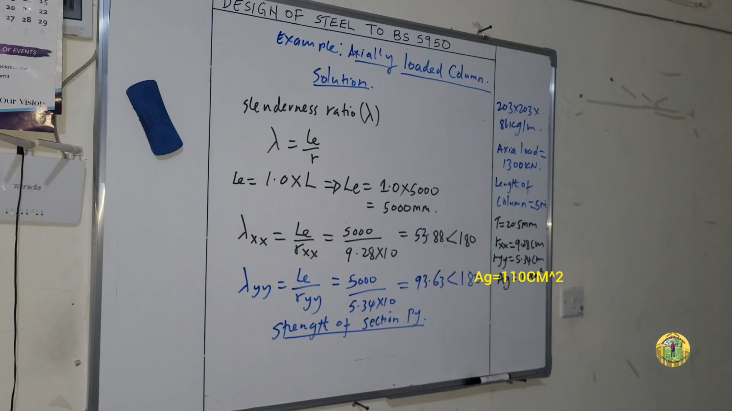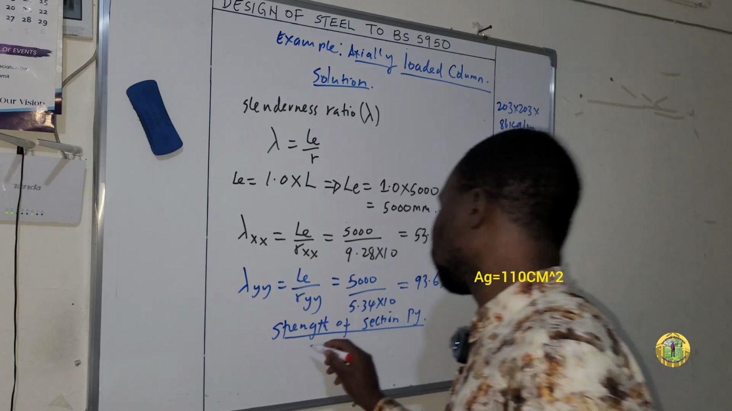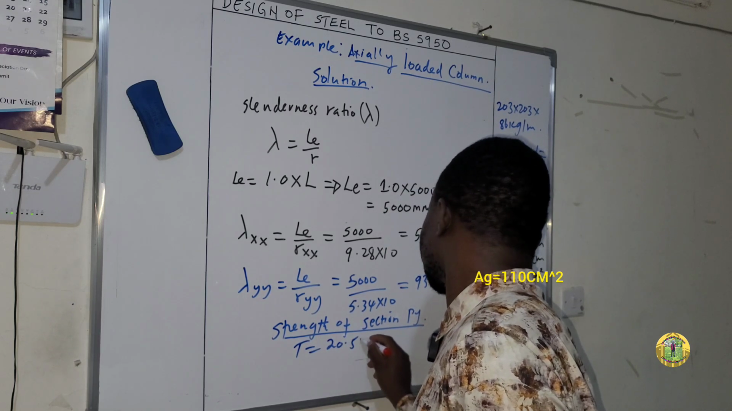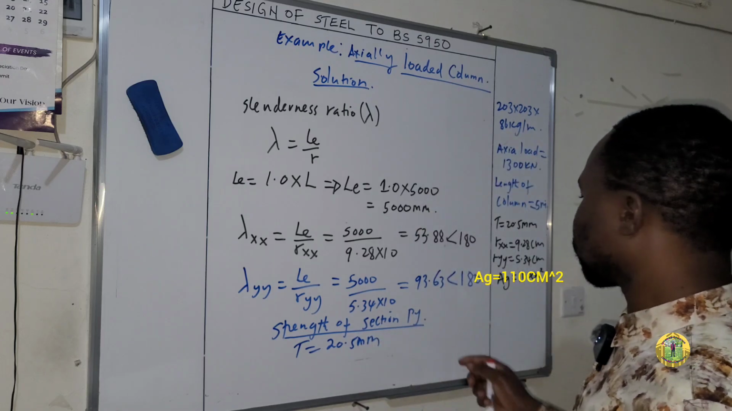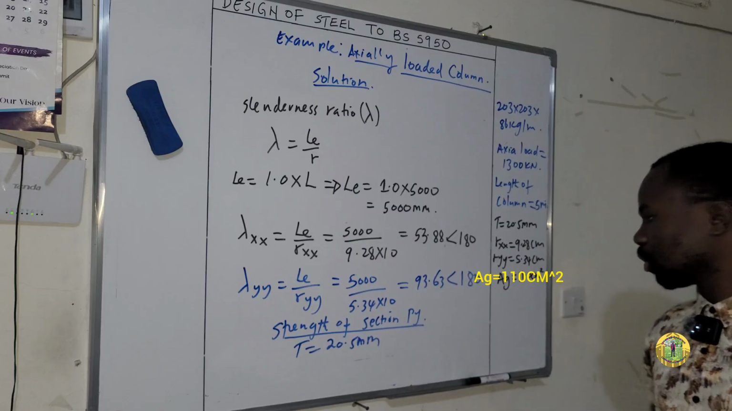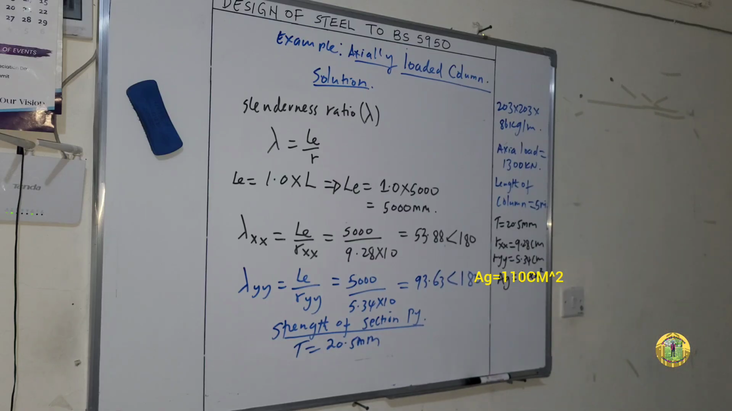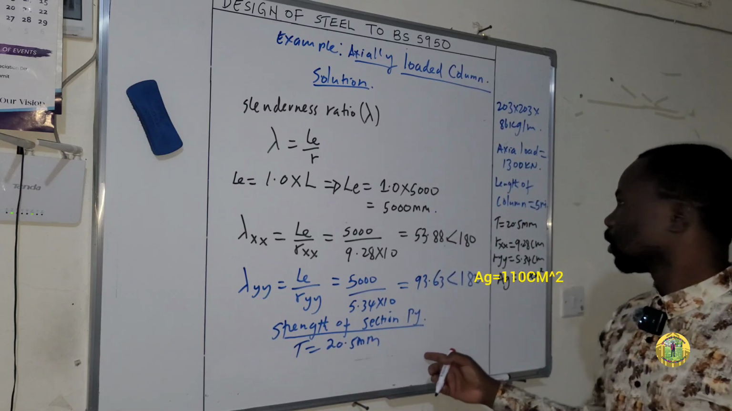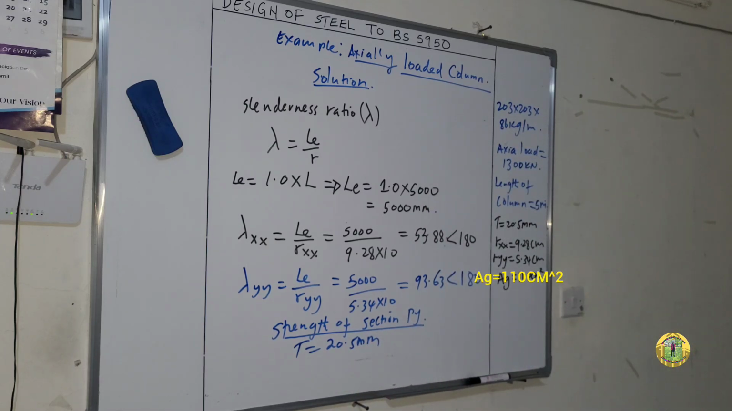So the strength of the section is determined using the flange thickness, which is T. So T is equal to 20.5 millimeter. There is a table which guides you on how to determine the strength of the section. Let me show you the table before I continue.